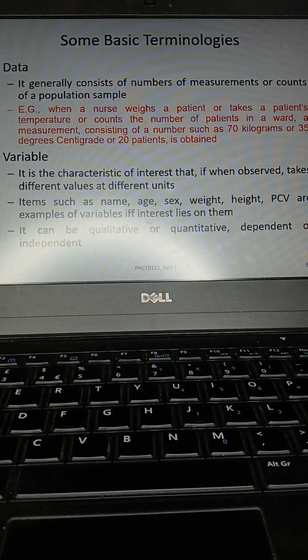Another word that is very important in statistics is variable. What are variables?